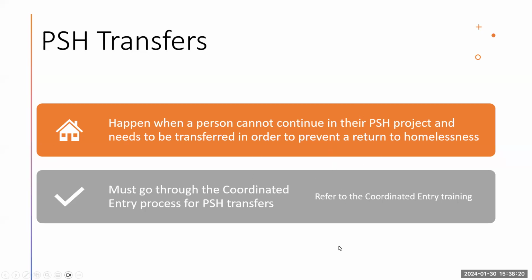This does happen through the coordinated entry process. So make sure you refer to the coordinated entry training and the coordinated entry policies before making a permanent supportive housing transfer, because there are specific guidelines that a client must meet in order to be approved for a permanent supportive housing transfer.